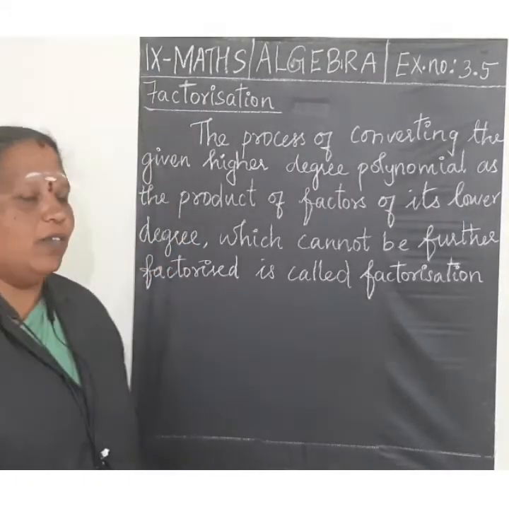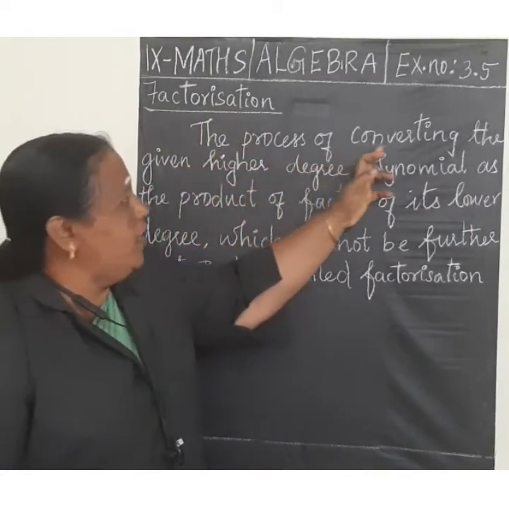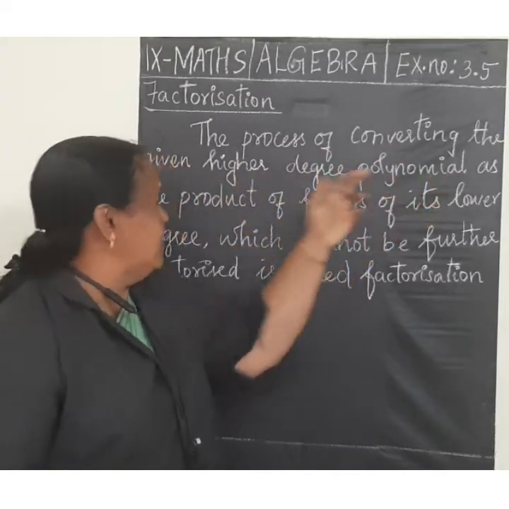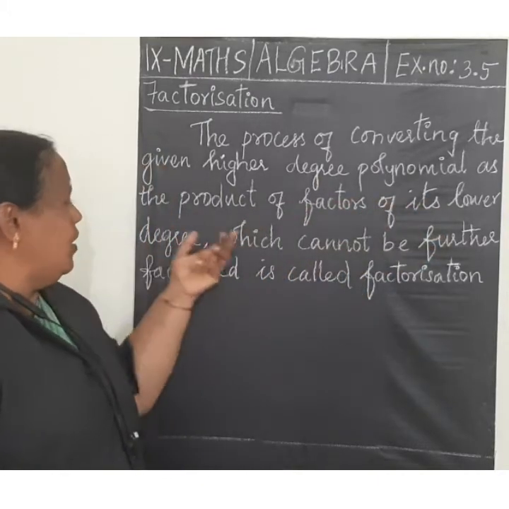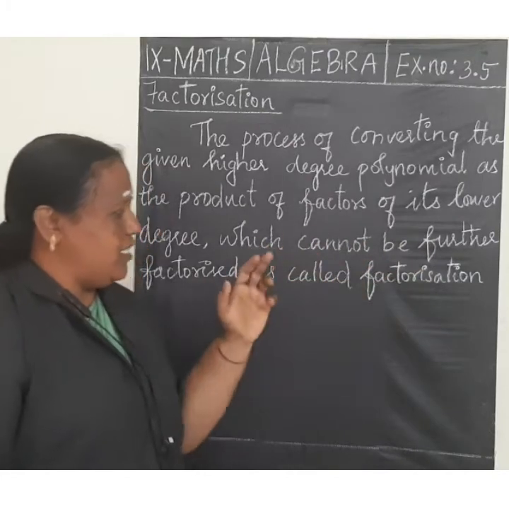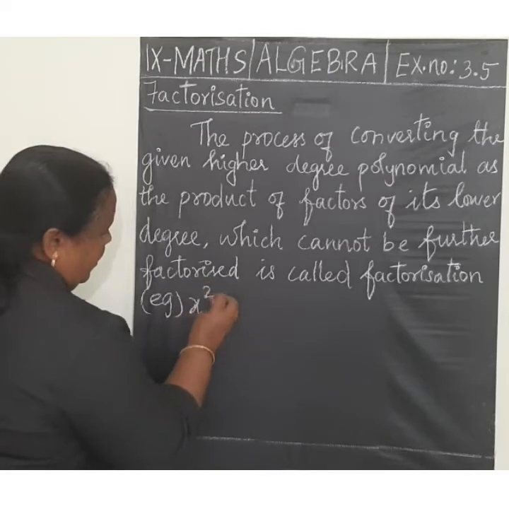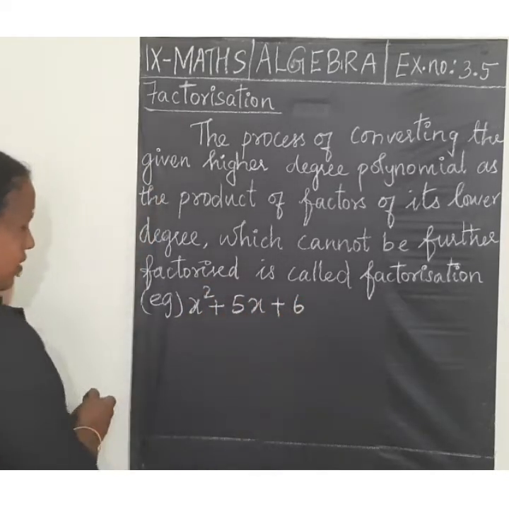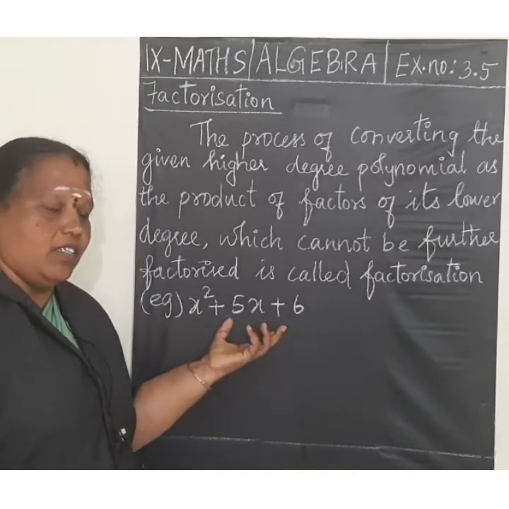Good morning, students. Today we are going to see the topic factorization. The process of converting the given higher degree polynomial as the product of factors of its lower degree, which cannot be further factorized, is called factorization. Example, x squared plus 5x plus 6. This one, how to factorize, you have studied last year itself, in 8th standard.